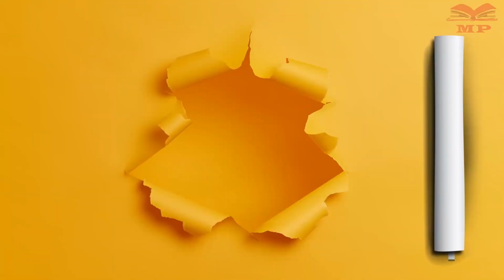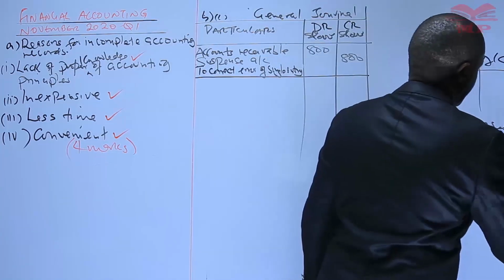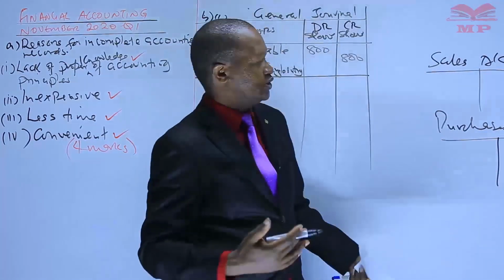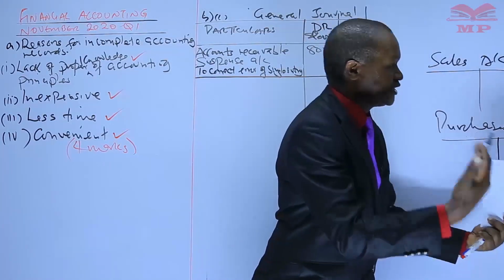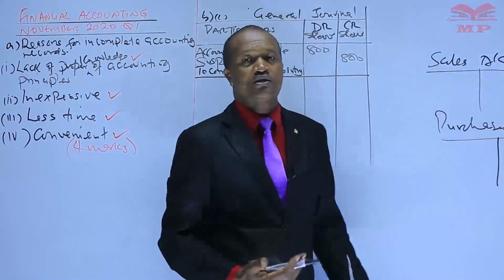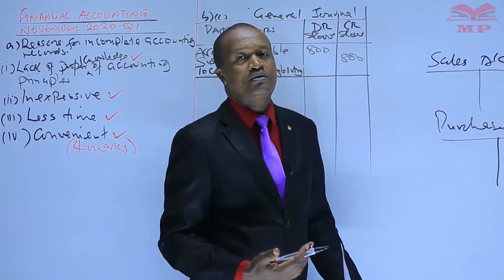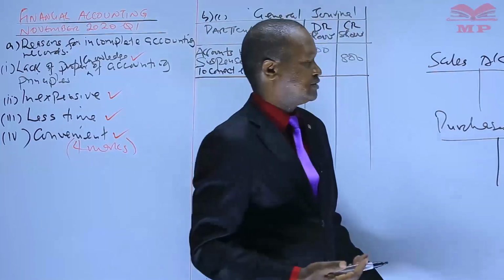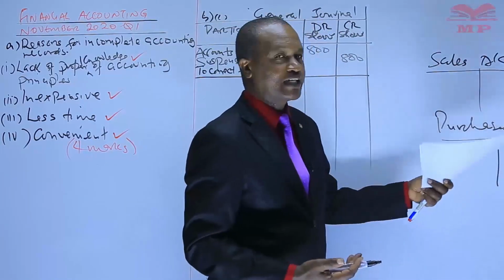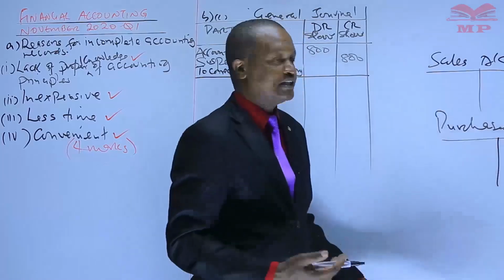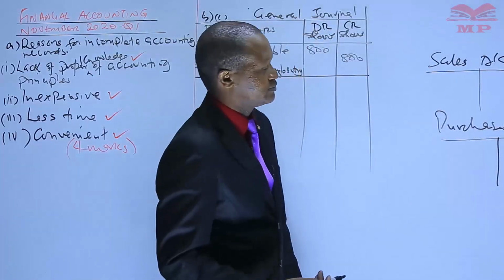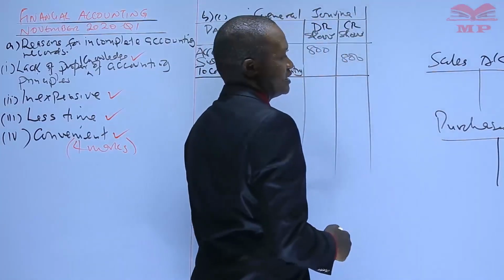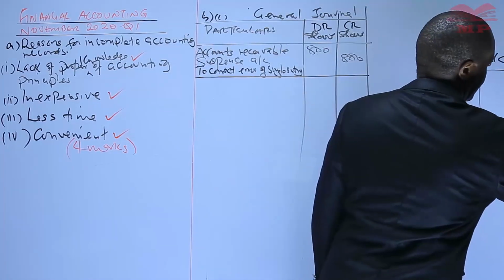So the question now is, when returns are made, which accounts are affected? The accounts that are affected are the purchases returns account or returns outward account and the creditors account. So the creditors account is debited and purchases returns credited. That is the double entry.